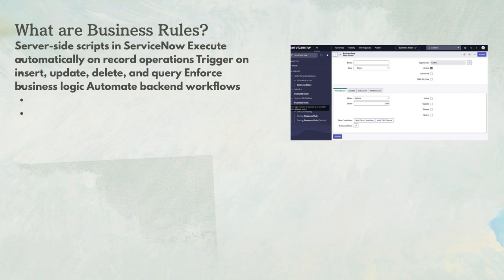They also help automate back-end workflows, which can save a lot of time and reduce manual work. By automating these actions, we ensure that the system behaves predictably and according to the rules we've set, all while allowing us to streamline operations across the platform. This is a crucial part of making sure our ServiceNow instance works efficiently and aligns with our business needs.